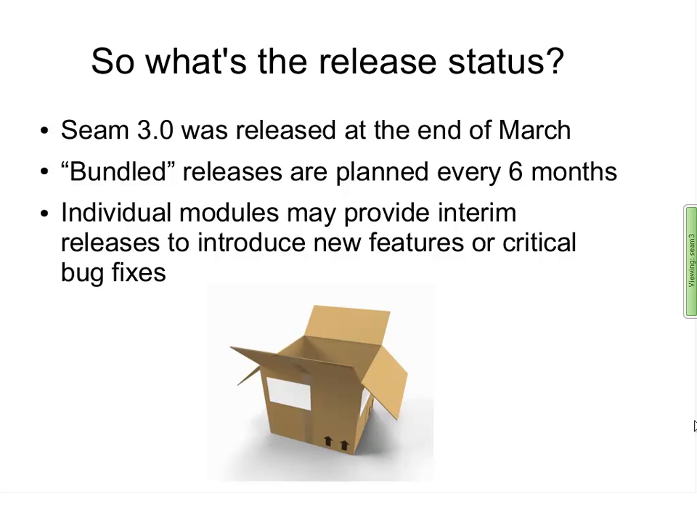So before we go any further, I need to quickly talk about the current release status for SEAM 3. I'm very pleased to say that the final version of SEAM 3 was released at the end of March this year. So yes, we do have a production version available right now. We are planning on doing a bundled release every 6 months, which means that SEAM 3.1 should be roughly due for a release in September or October this year.